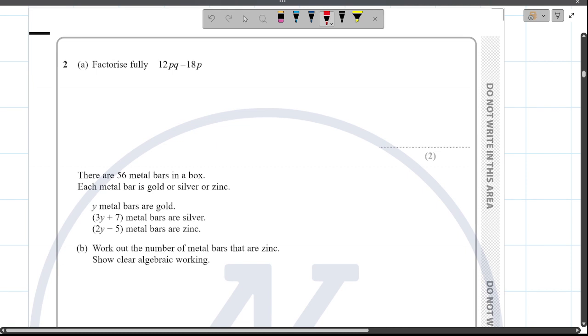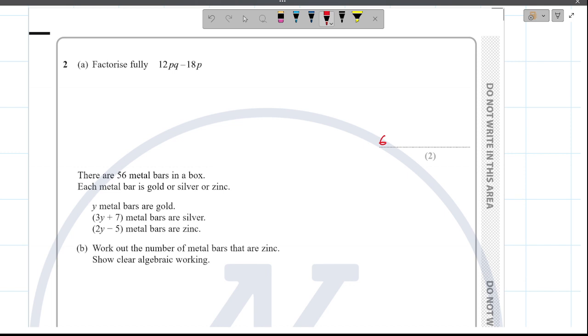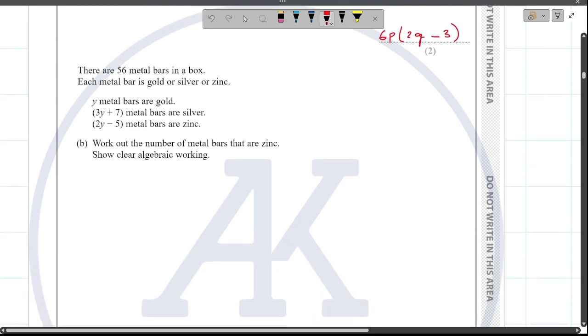Okay, question number 2, factorize. We get the highest common factor of 12 and 18, which is 6, and the highest common factor for the variables is P, so it's 6P times (2Q minus 3).